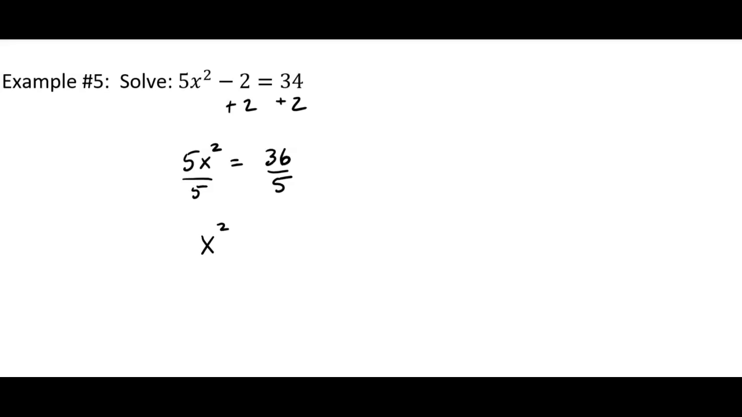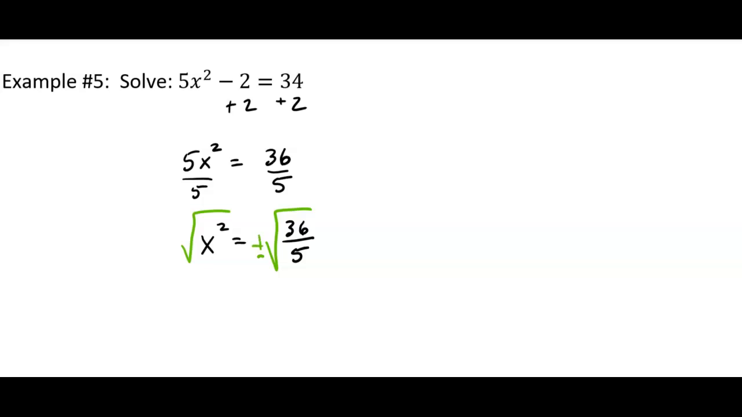So we have x squared equals 36 over 5. All right, so this one's a little bit different. 5 does not go into 36 evenly. I am going to keep it a fraction. Please don't go with a decimal. And then we're going to take the square root of both sides, just like we'd planned.